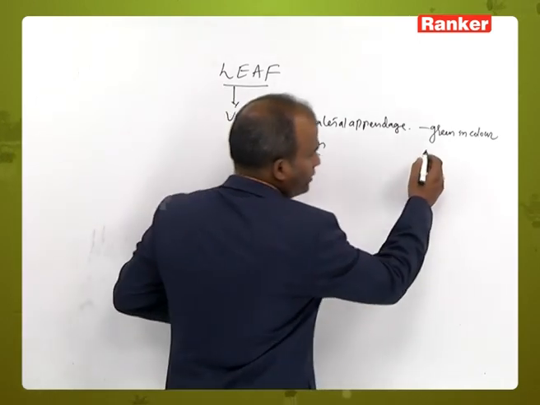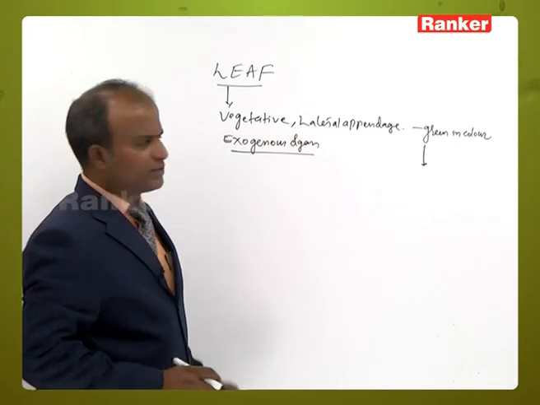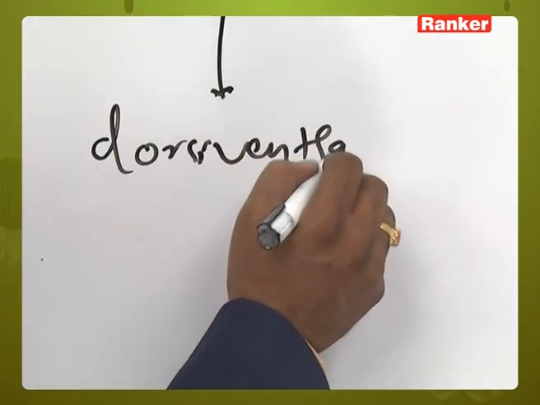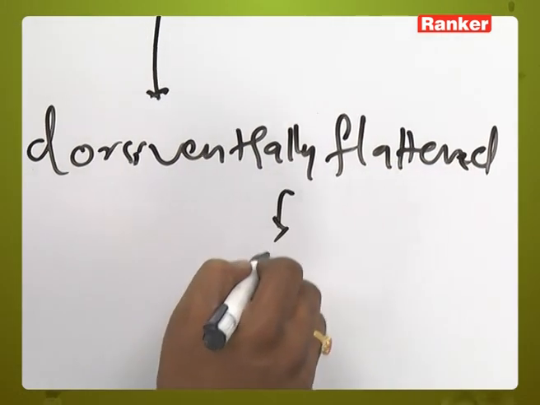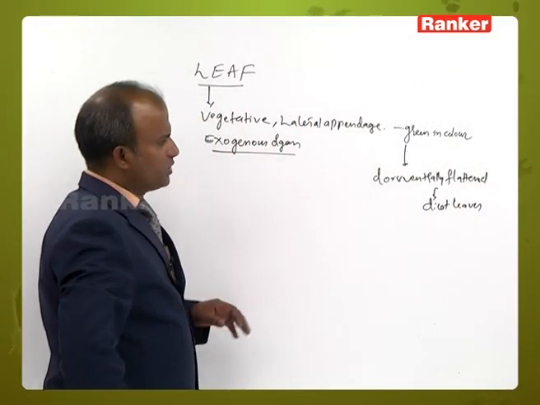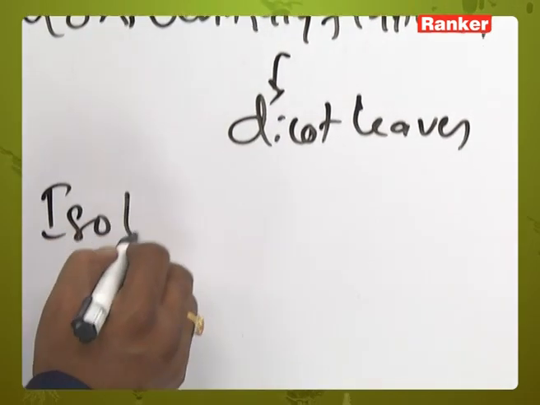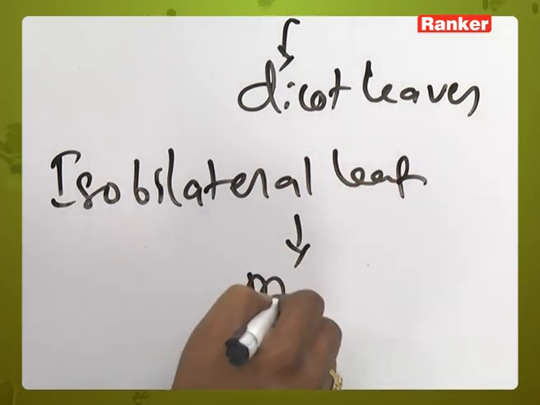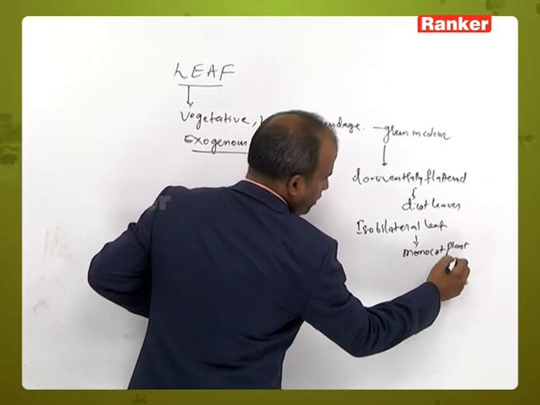And can we call this a vegetative lateral appendage? Is it dorsiventrally flattened? Yes, it is dorsiventrally flattened in dicot leaves, and isobilateral in monocot plants, that is nothing but monocot leaves.